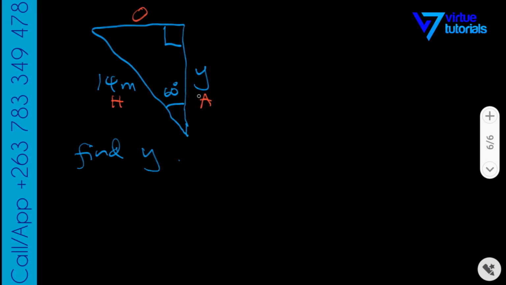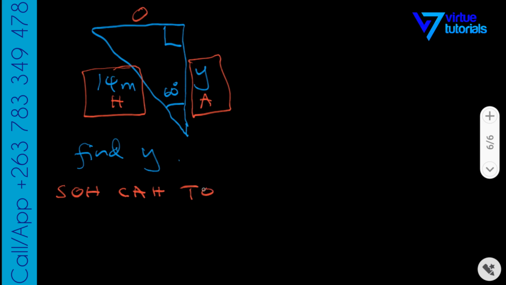The information we're given in the question is on the hypotenuse and on the adjacent. So we want a function that's going to form a relationship between adjacent and hypotenuse. So if we have SOHCAHTOA, we know that this is opposite and hypotenuse, so we don't want that. That one is opposite and adjacent, so we don't want that. Adjacent and hypotenuse, that's what we want. So in this case, we're going for the cosine function.